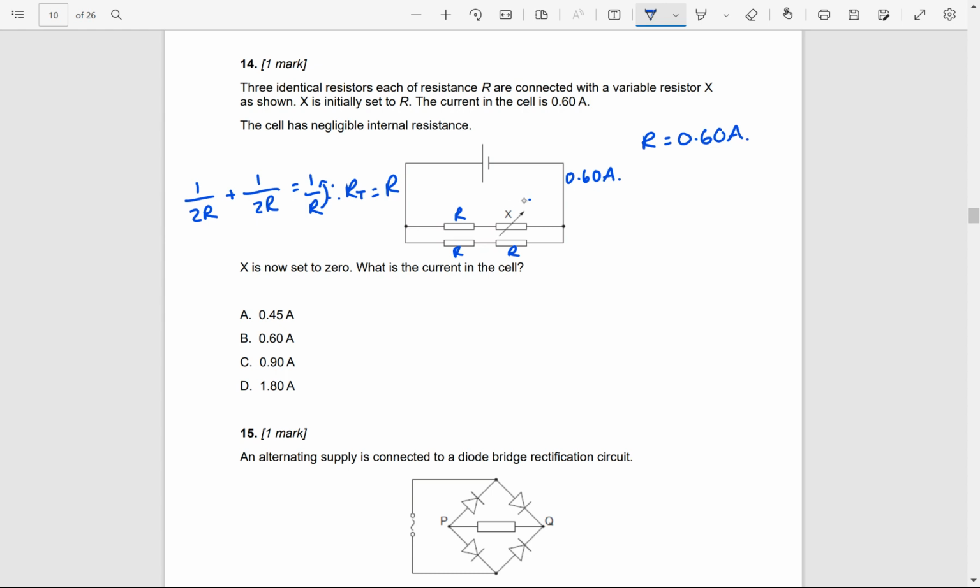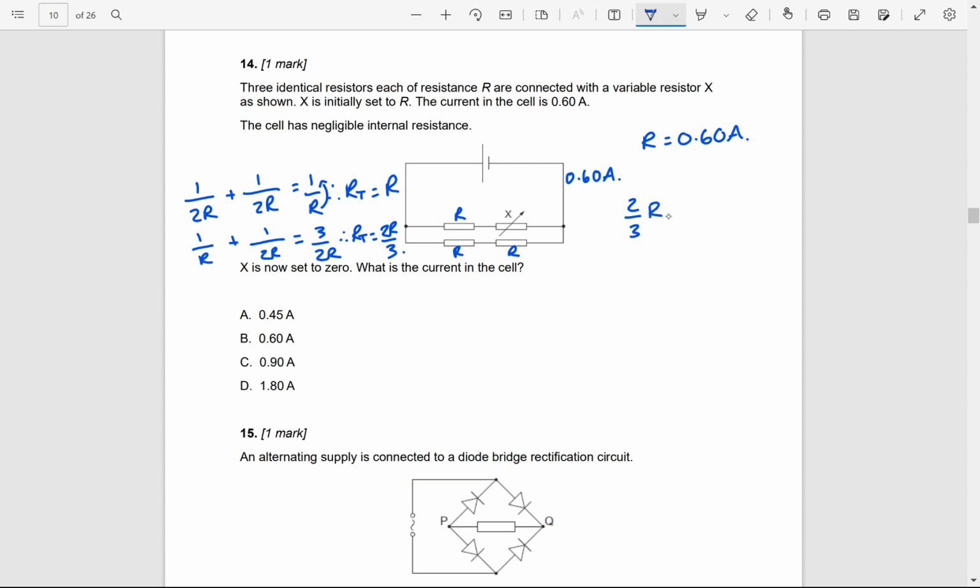Okay. This time, we are removing this one. So we need to work out what the overall is. So we have R here and still 2R in this bit. 1 over, because they're in parallel. So now we have 1 over that, which is 3 over 2R. So therefore our total is 2R over 3.